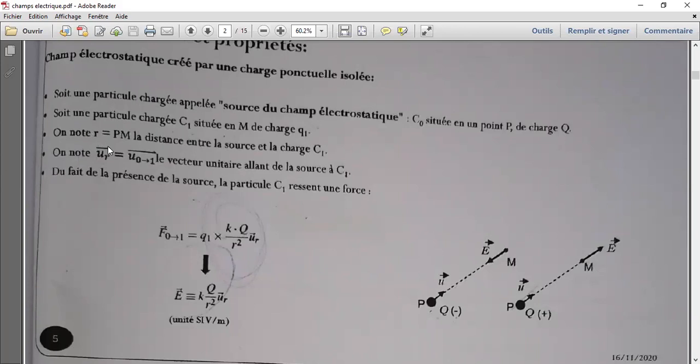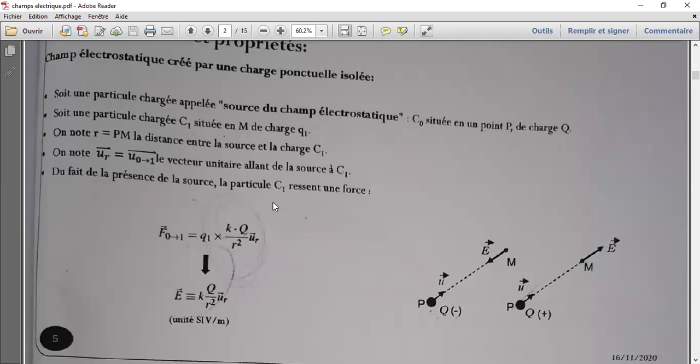Then on note UR, the vector moving from the source, from C0 to C1: le vecteur unitaire dirigé de la source à C1. So this is a unit vector which comes from the source to C1. Du fait de la présence de la source, la particule C1 ressent une force. Due to the presence of this source, which is P, the particle C1 feels a force.